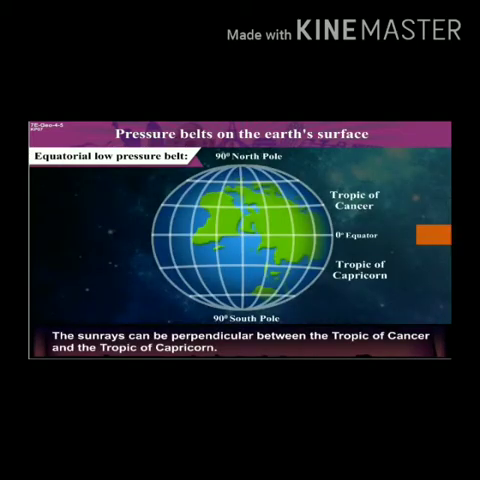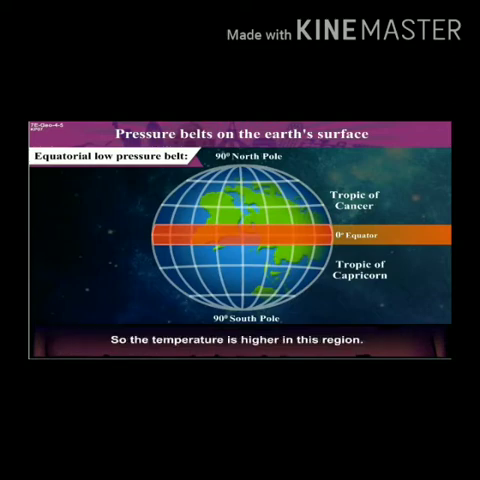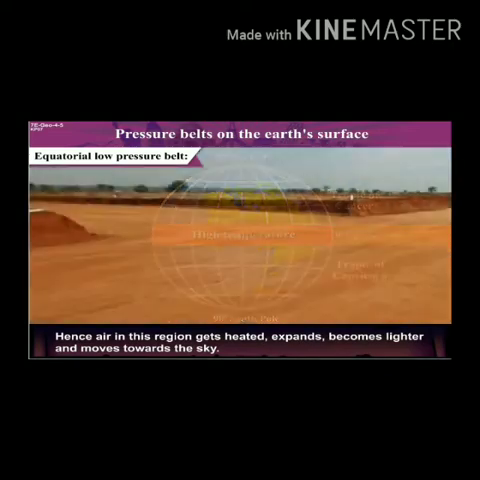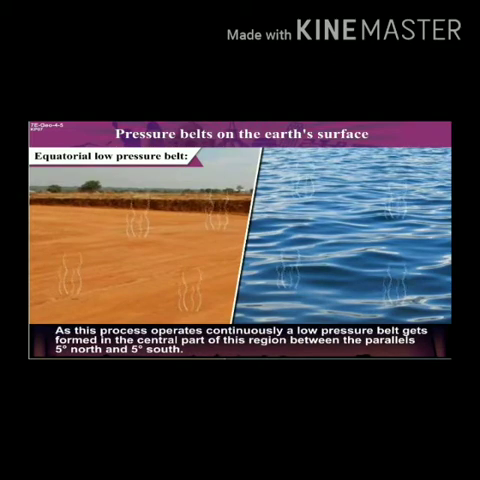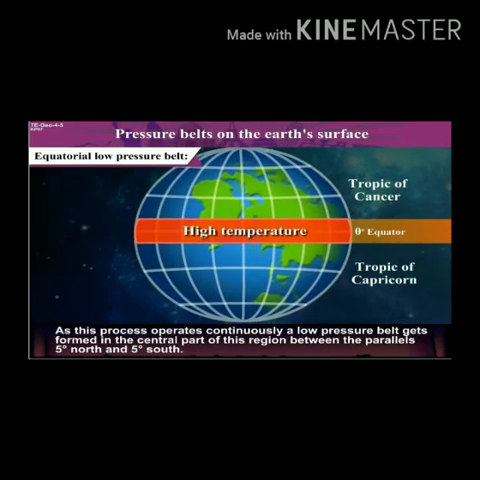The sun rays can be perpendicular between the Tropic of Cancer and the Tropic of Capricorn. So the temperature is higher in this region. Hence, air in this region gets heated, expands, becomes lighter and moves towards the sky. As this process operates continuously, a low pressure belt gets formed in the center part of this region between the parallel 5 degree north and 5 degree south.